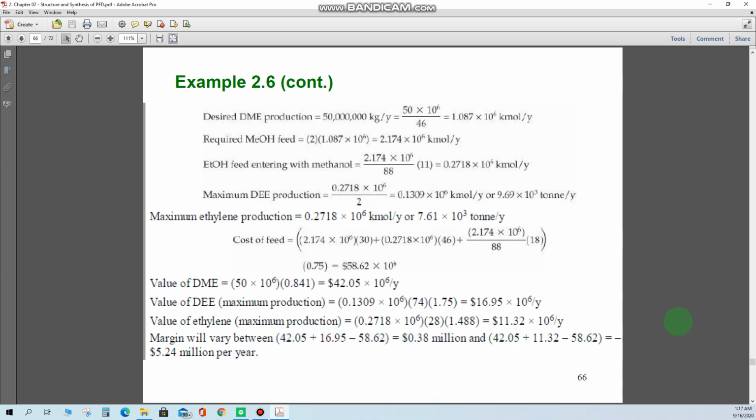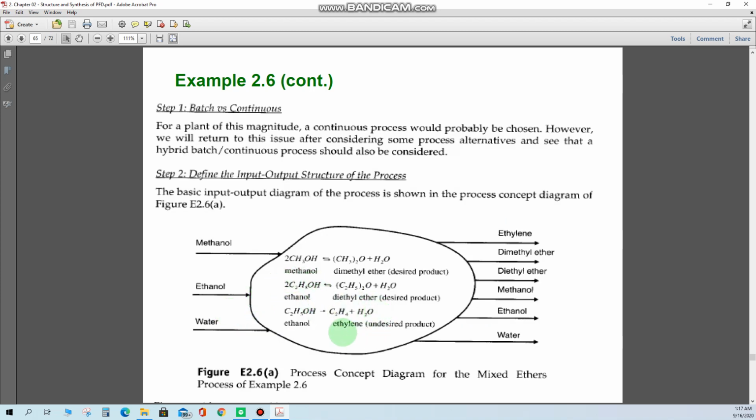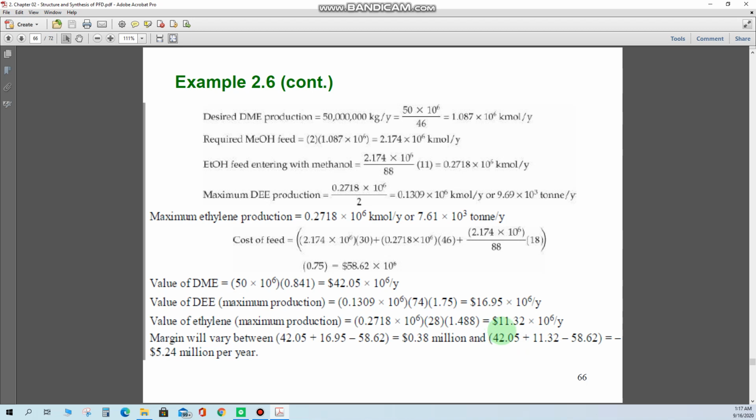However, if we are using the other alternative, in which we have the dimethyl ether, and most of the ethanol is converted into ethylene, what would actually happen is we have the cost of this dimethyl ether, the cost of this ethylene, and at the inlet the cost of the feedstock. Now in this particular case we get a value of minus $5.24 million per year. So this second alternative gives you a loss in the process.